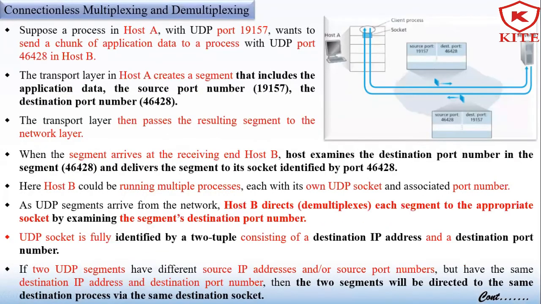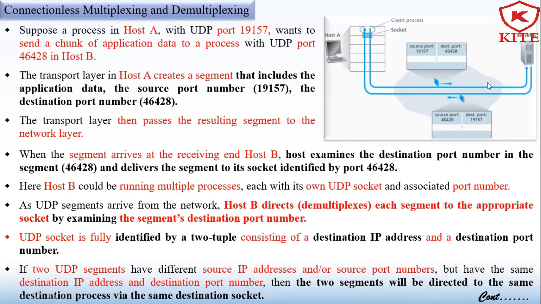Then next, let's see how multiplexing and demultiplexing work in connectionless services. Suppose a process in host A, with UDP port number 19,157, wants to send a chunk of application data to a process with UDP port number 46,428 in host B.